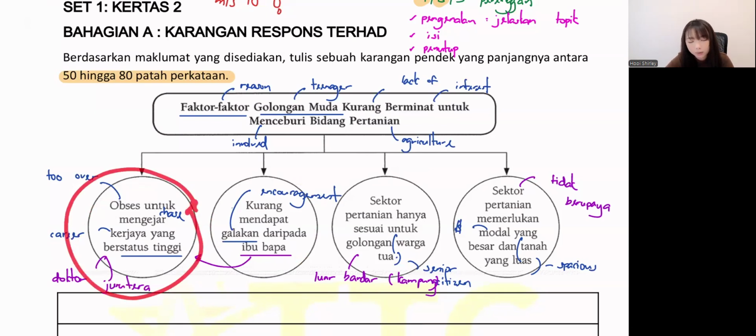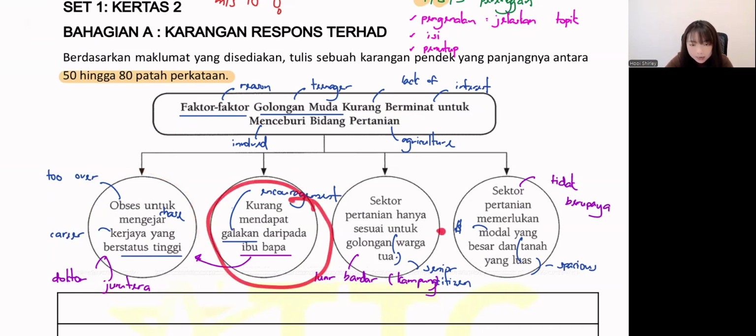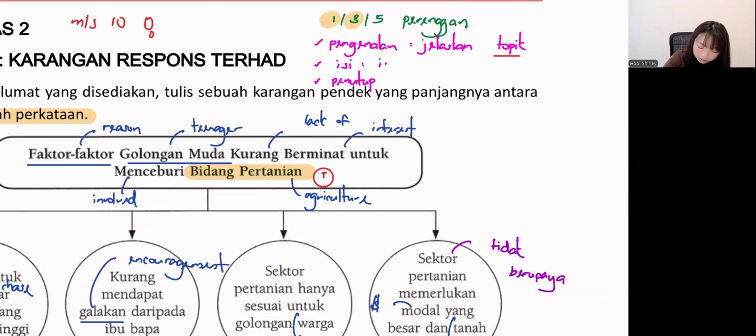It's because they are chasing for the jobs that give them the highest status. And then bidang pertanian does not get encouragement from parents. Bidang pertanian is only suitable for the senior citizen, and bidang pertanian requires a lot of money to start up and also the land. So everything here relates to this bidang pertanian, meaning to say for this question, bidang pertanian is the topic. Then meaning to say we will need to explain the bidang pertanian later on. I will show you how you should apply the technique. Then the isi, normally it will be the given isi and also the isi that you will need to brainstorm yourself. So it's like this. If it's a given isi, we call it isi tersurat.